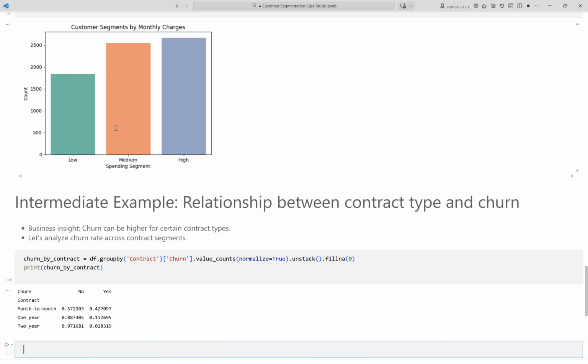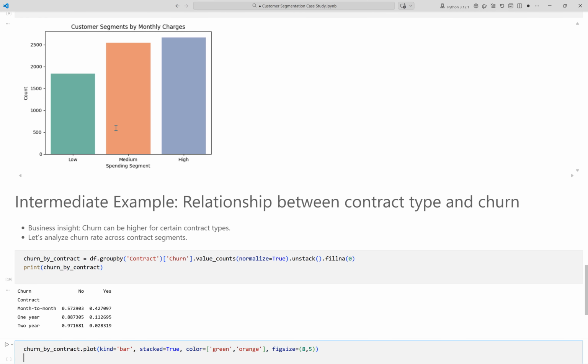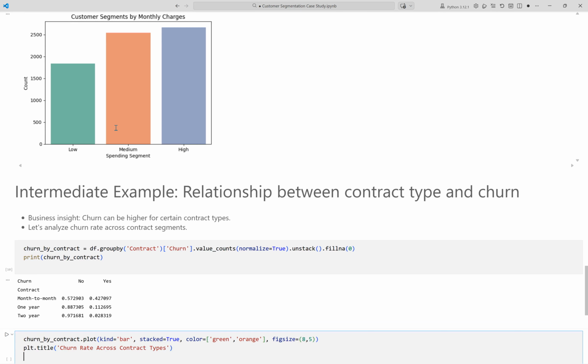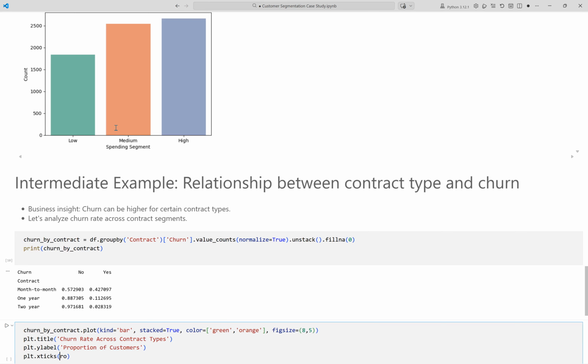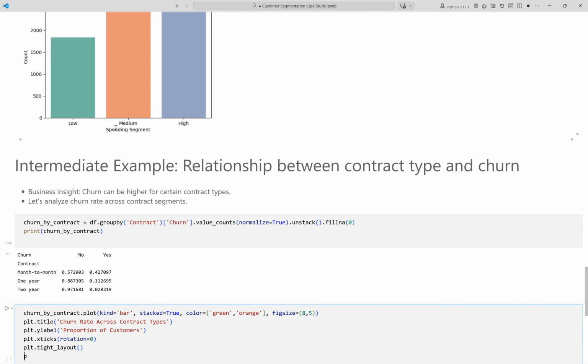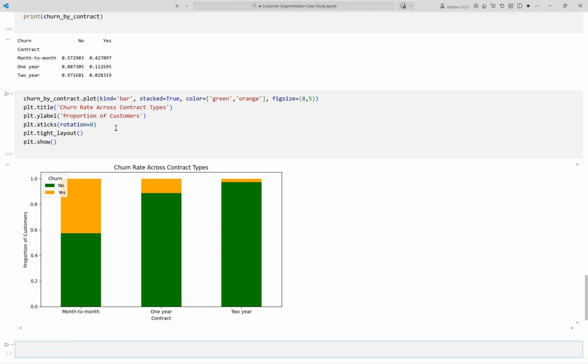We create a stacked bar plot to easily compare churn rates across contract types for stakeholders. Running the cell now. This stacked bar chart visualizes the proportion of customers who churned versus those who stayed, segmented by contract type. Notice how the orange section, churned customers, varies in size across contract types, highlighting which contracts have higher churn rates. This visualization directly supports our goal of identifying contract types at greater risk of losing customers.